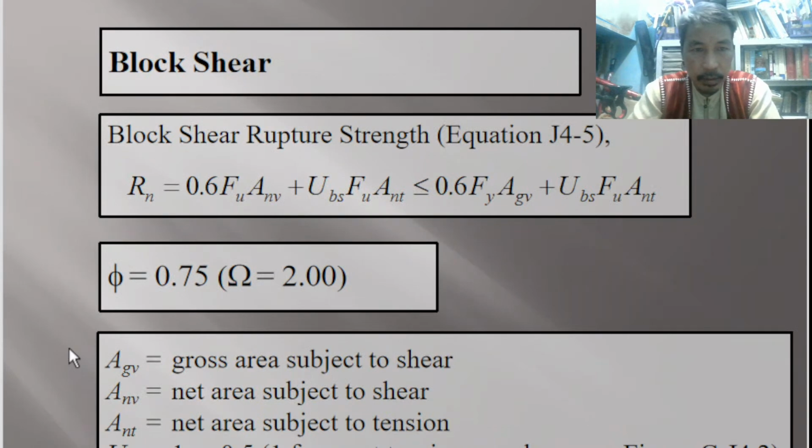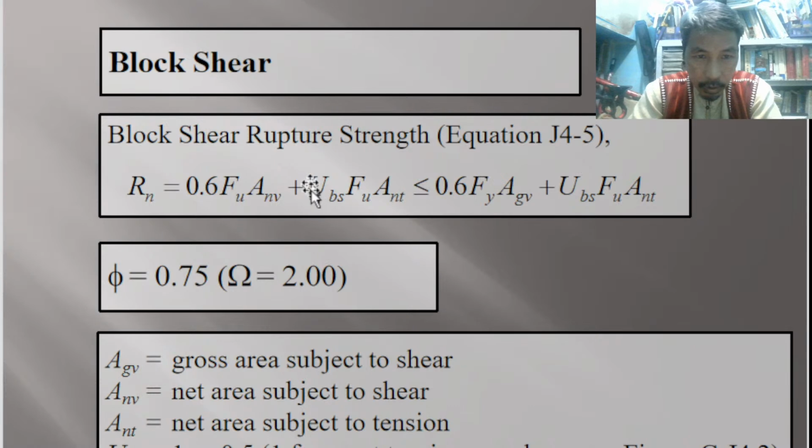So for block shear, we have the following. From the code, we have equation J4-5, meaning chapter J, section 4-5: block shear rupture strength, and we have the following formula. It is a block, meaning it consists of so many things here. So 1, 2, okay? These things must be equal or less than these things.